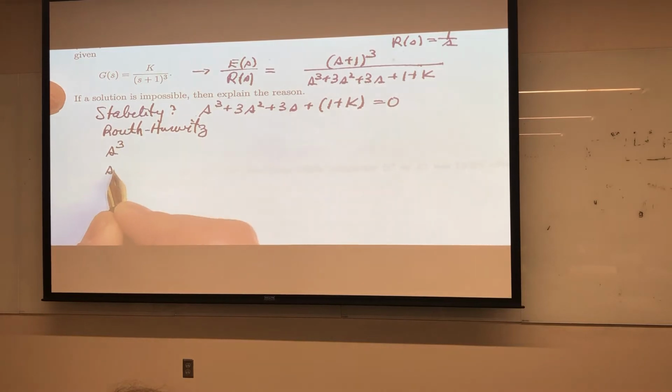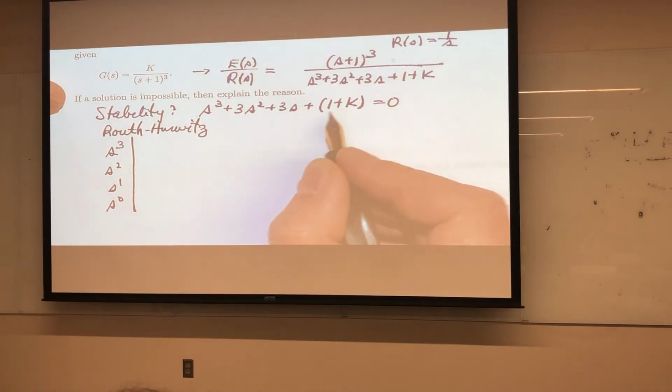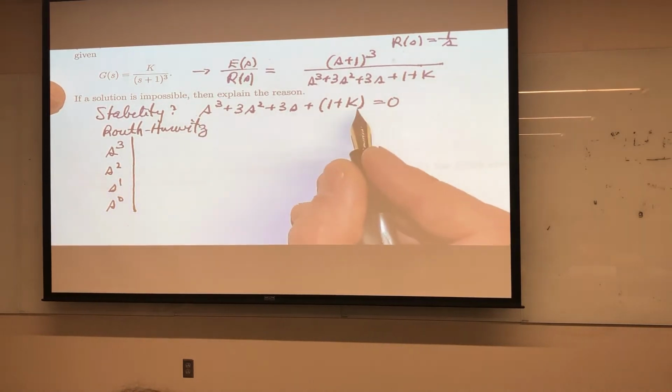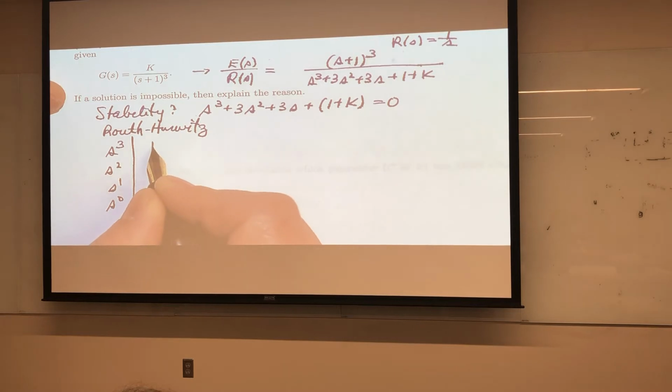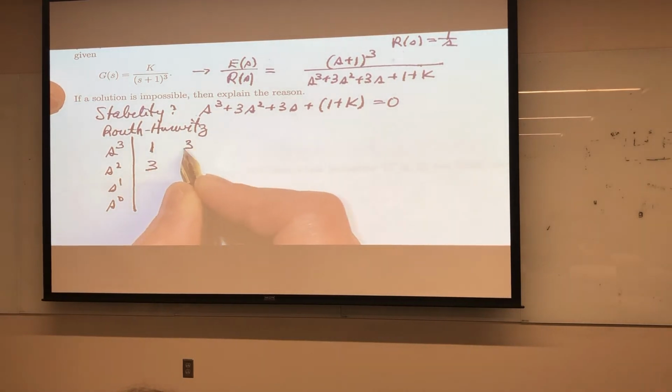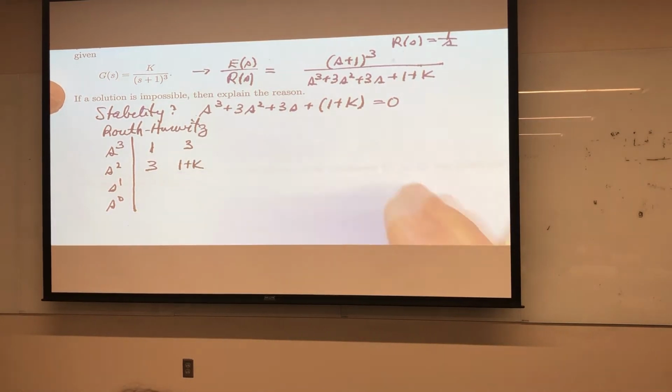We get s cubed, s squared, s to the 1, s to the 0 to set up the Routh table. And then we start off by populating the first two rows with the coefficients of this polynomial. So we should have a 1 from the s cubed, a 3 from the s squared, a 3 from the s term, and then a 1 plus k is the constant term.